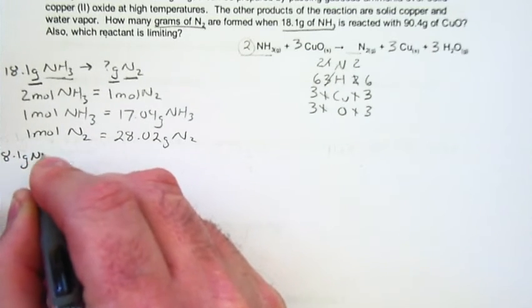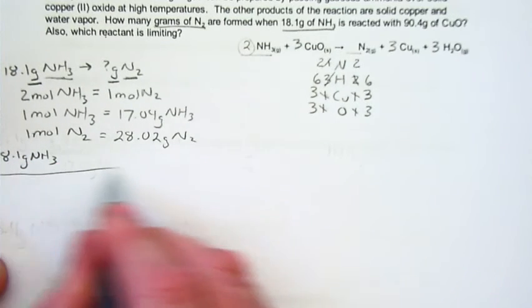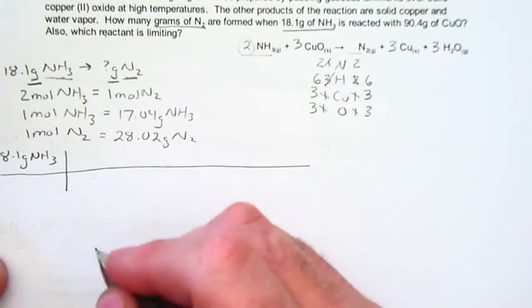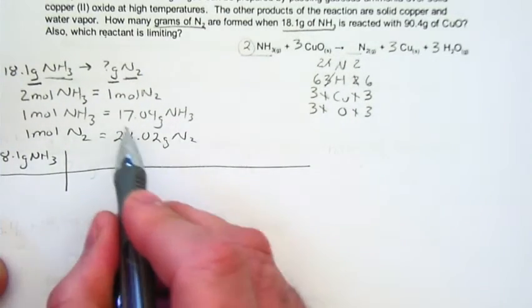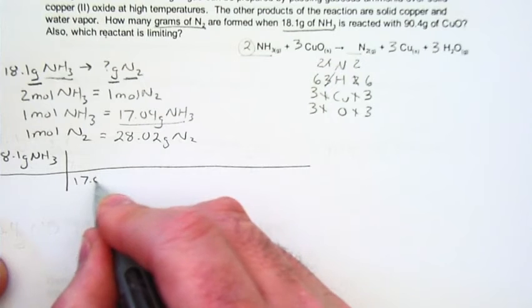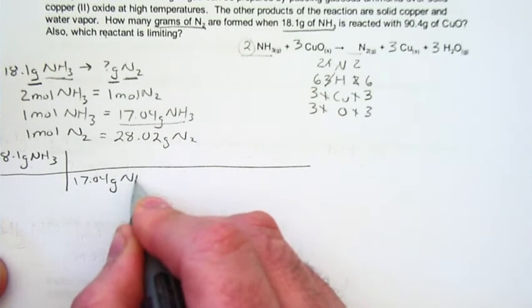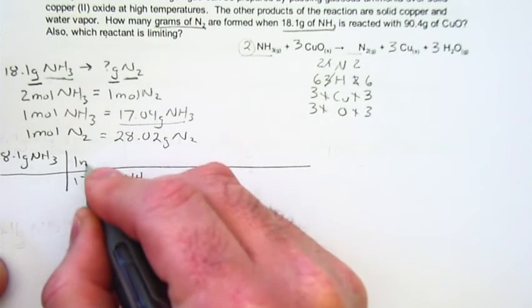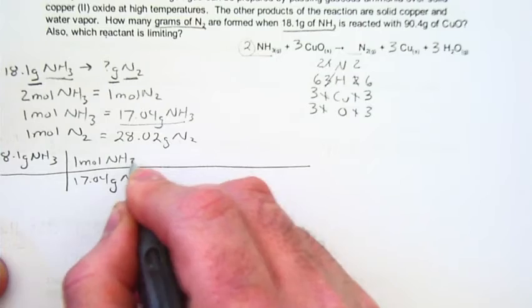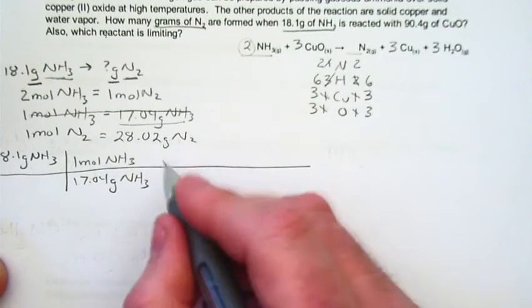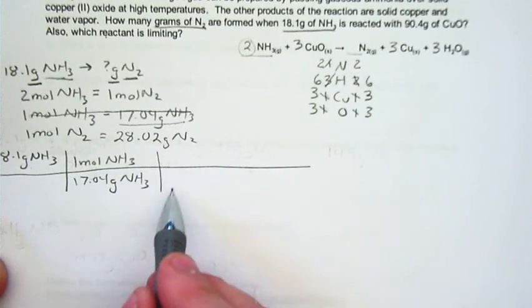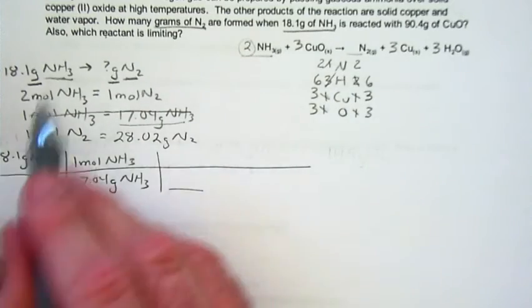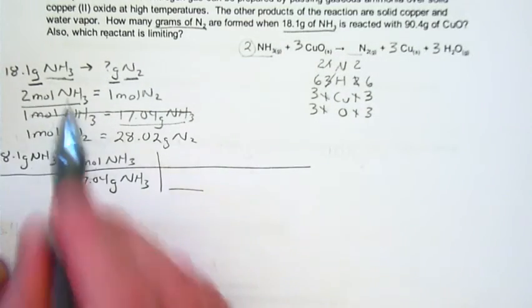18.1 grams of ammonia. I put grams of ammonia on top. I want grams of ammonia on the bottom, right there. So I have the 17.04 grams of ammonia for every 1 mole of ammonia. Cross that out. Another vertical line. Moles of ammonia on top. I want moles of ammonia down here. Can't use this one, so I use this one.